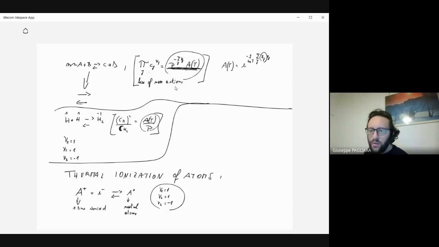Remember that the stoichiometric coefficients are derived by writing this reaction as a sort of equation in which you have A plus plus e minus minus A0 equal to 0. And in this case, you read the coefficients which are in front of the chemical species, and these are 1, 1, and minus 1. Okay.